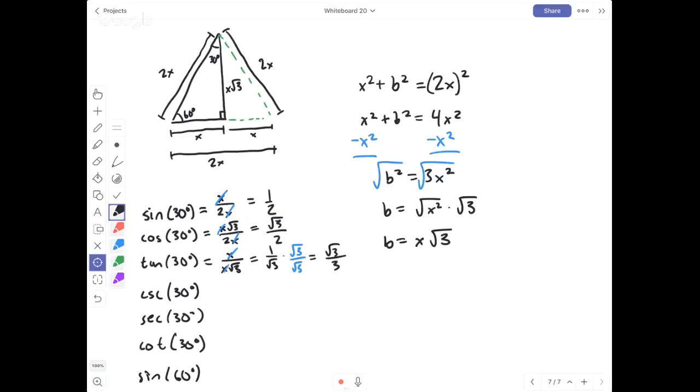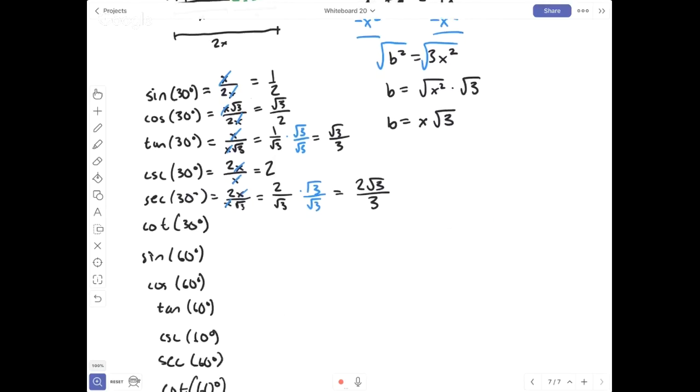For the cosecant of 30 degrees, which is the hypotenuse over the opposite, I get 2x over x, cancel, cancel, for just 2. For the secant of 30 degrees, I get 2x over x root 3, cancel, cancel, for 2 over root 3 times root 3 over root 3 for 2 root 3 over 3.